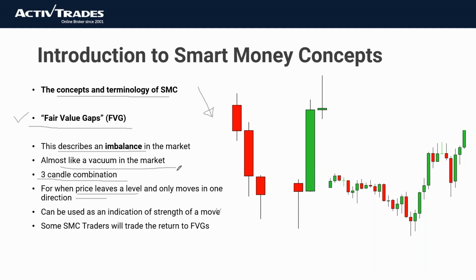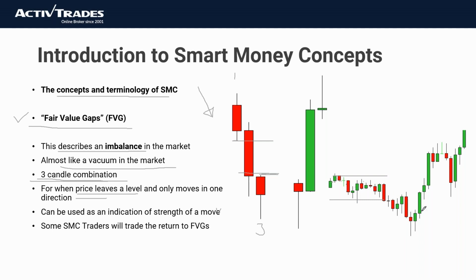But ultimately, it's a 3-candle combination where what we're looking for is a gap. How do we look at the gap? If this is candle 1 and this is candle 3, there is no overlap between candle 1 and candle 3, is there? Whereas if you look at the price action here, all of the candles overlap each other, even the wicks.